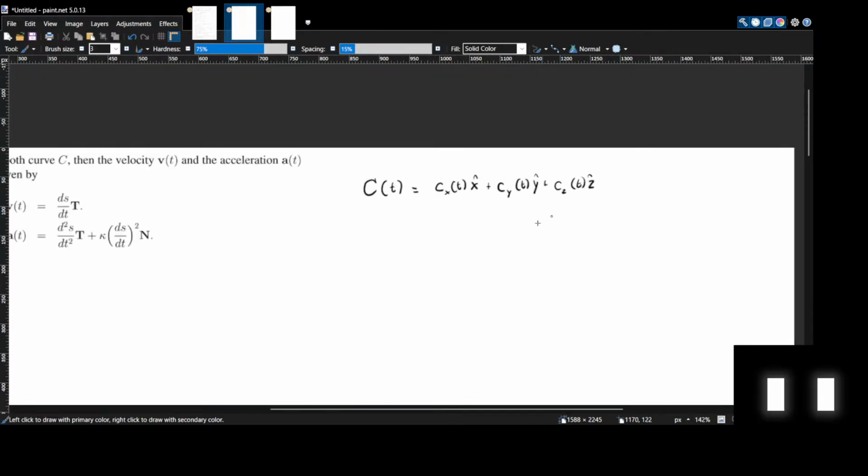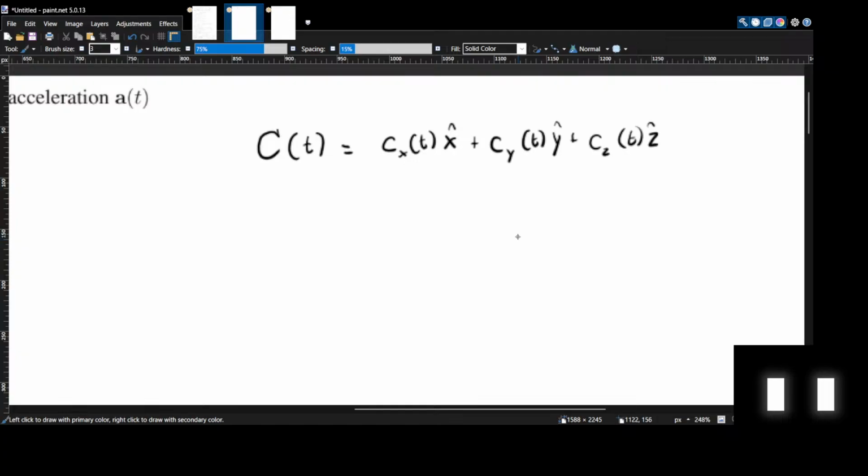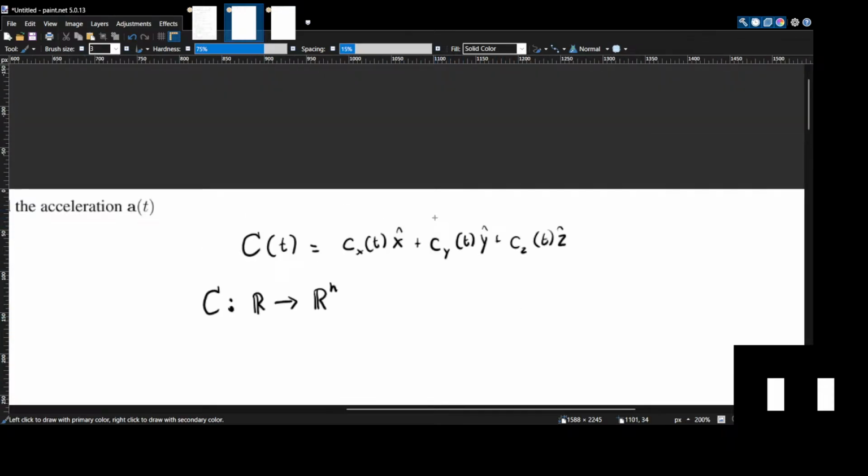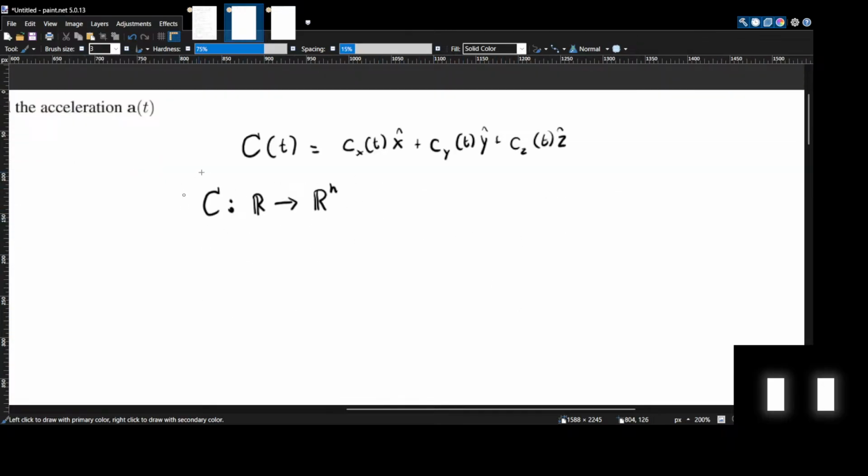That is, what a differentiable curve basically is, a curve is a function that maps a real number onto a vector. Okay, so let's analyze what this means real quick. This arcane symbol basically tells us that C is a function.